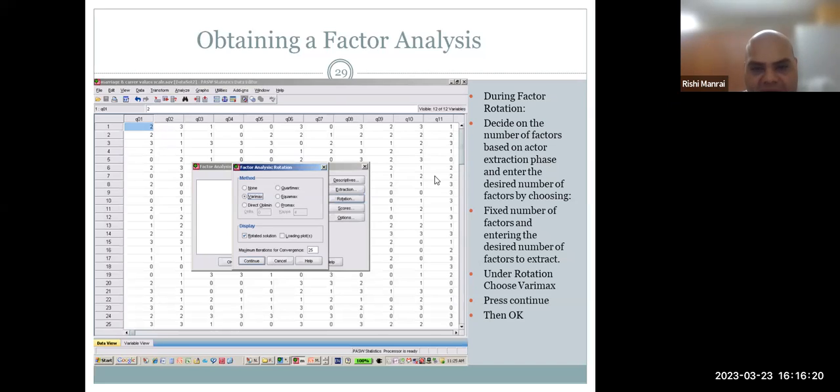So when you are rotating, we select the varimax method. During factor rotation, it decides on the number of factors based on the factor extraction phase. You enter the desired number of factors by choosing either a fixed number of factors or an unknown number of factors. Here I have selected the varimax method and display rotated solutions. We do not want the loading plots. And in the last, the maximum iterations for convergence we have kept at 25.